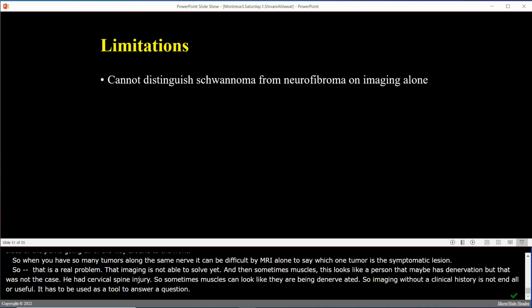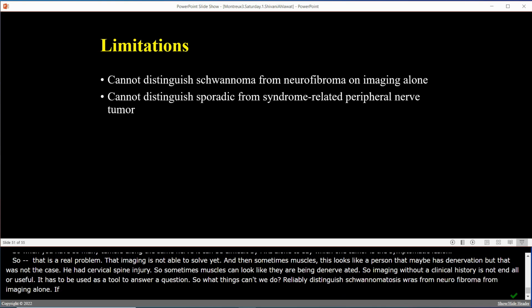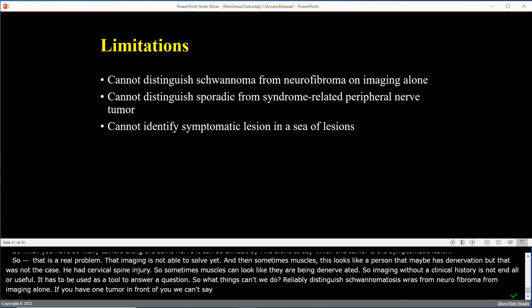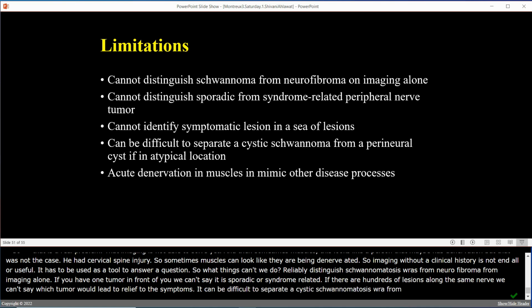So what things can't we do? We cannot reliably distinguish schwannomas from neurofibroma on imaging alone. If you have just one tumor in front of you, we cannot say that it is sporadic or syndrome related. If there are hundreds of lesions along the same nerve, we can't say which particular one tumor removal would lead to relief of symptoms. It can sometimes be difficult to separate a cystic schwannoma from perineural cyst, but that's an unusual scenario. And lastly, acute denervation in muscles can mimic other diseases. So their clinical history is extremely important.